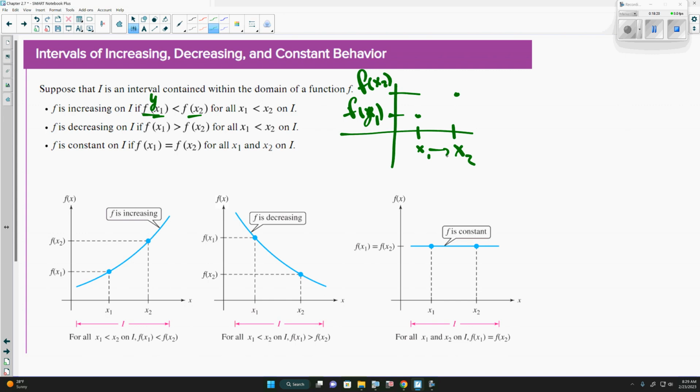That's all it's saying. The same thing's true with decreasing. If the first y value is greater than the second, and we're still increasing left or right along the x, then the function has to be going down. And constant, if the y values don't change and the x's do, then it's constant. And that's it.